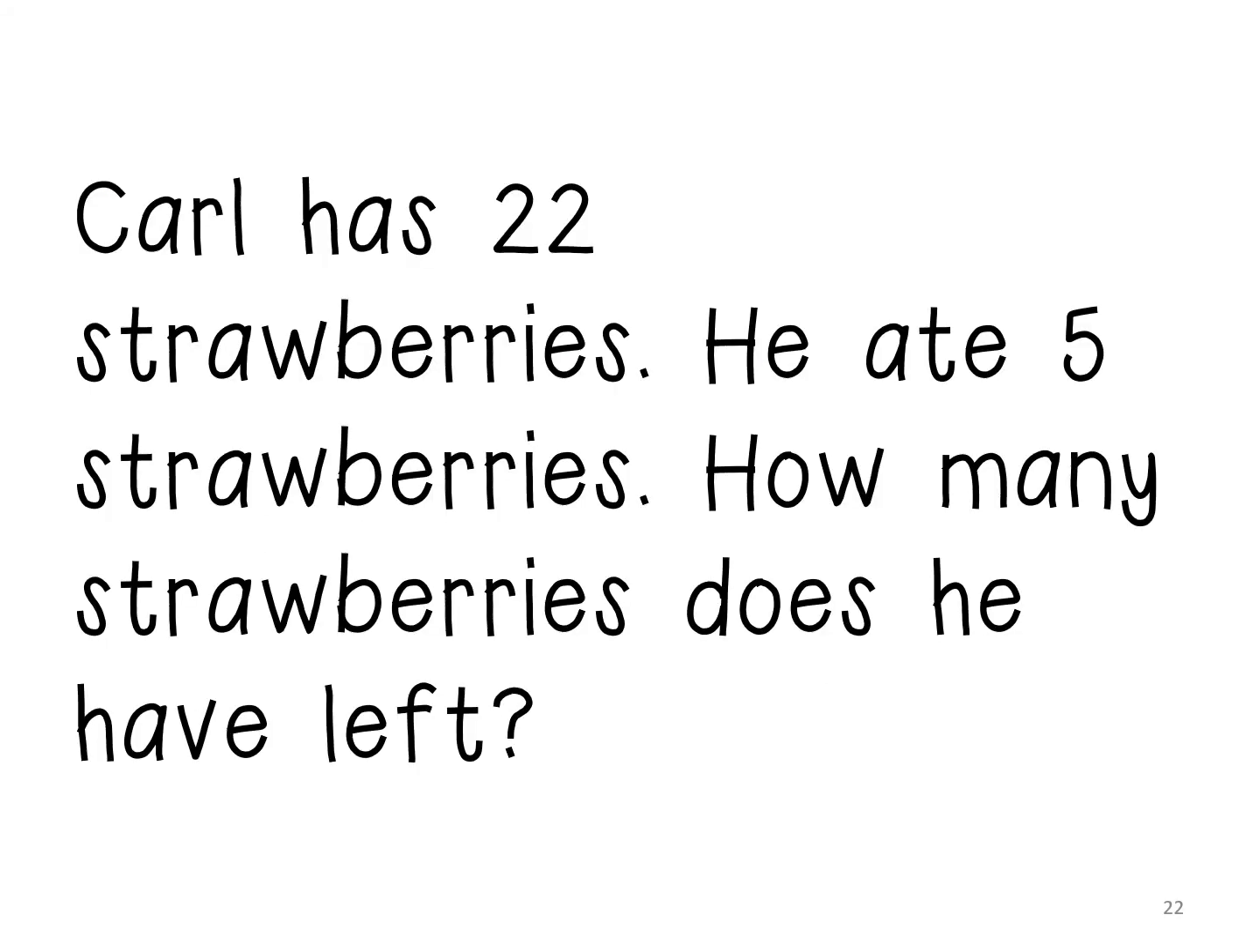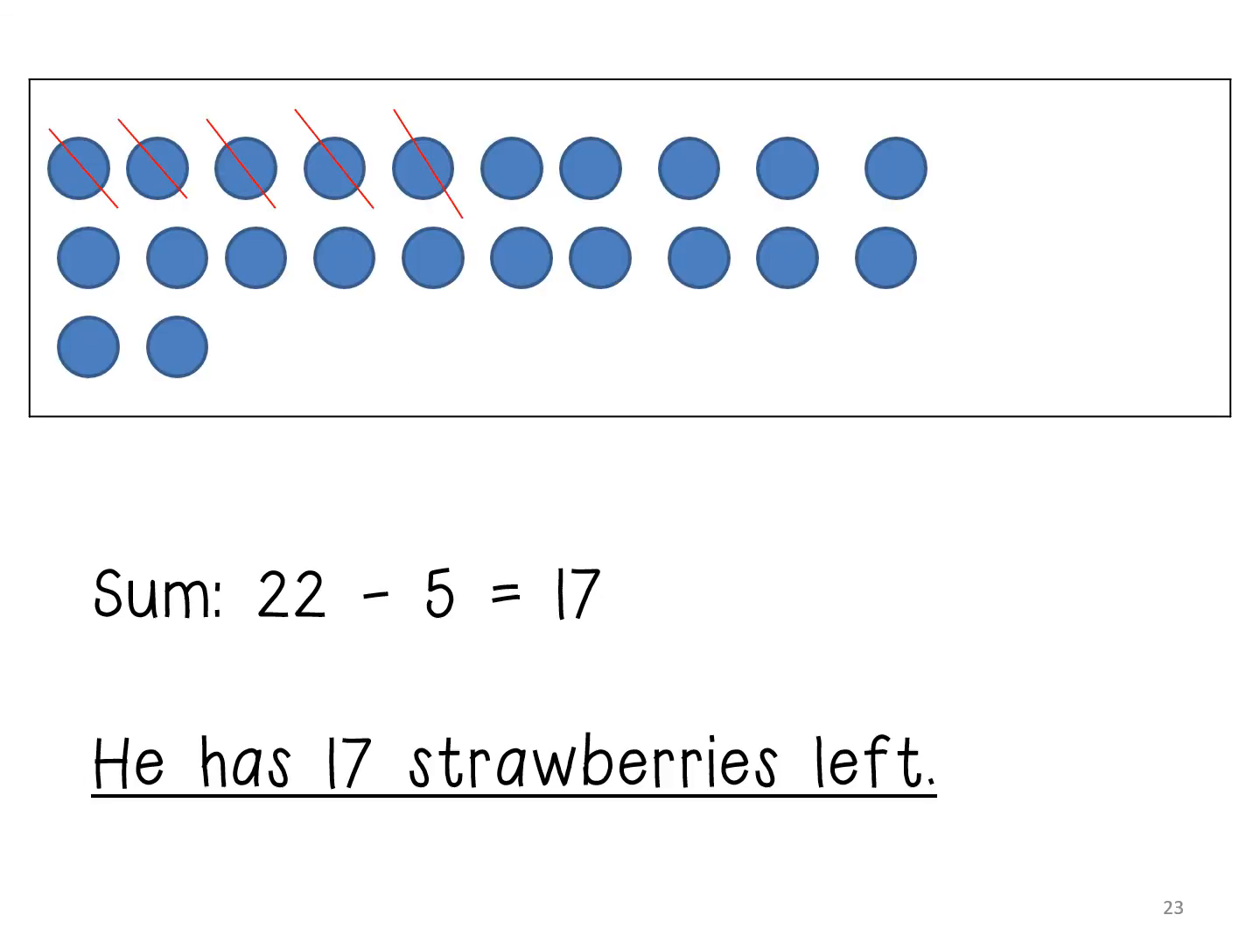Now let us read our next problem sum. Carl has 22 strawberries. He ate 5 strawberries. How many strawberries does he have left? Yes, children, for this problem we need to subtract. So let's see how many we have in our block.